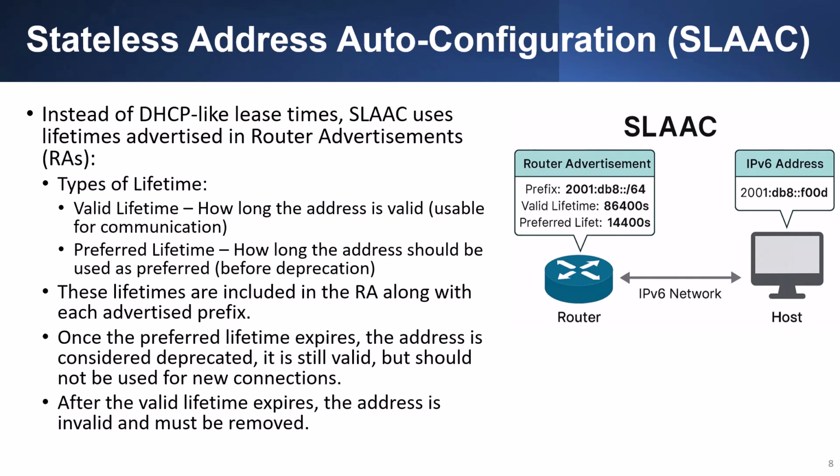Instead of DHCP-like lease times, SLAAC uses lifetimes advertised in router advertisements. Types of lifetime include a valid lifetime, which is how long the address is valid and usable for communications, and a preferred lifetime, which is how long the address should be used as preferred before deprecation. These lifetimes are included in the RA along with each advertised prefix. Once the preferred lifetime expires, the address is considered deprecated. It is still valid, but should not be used for new connections. After the valid lifetime expires, the address is invalid and must be removed.